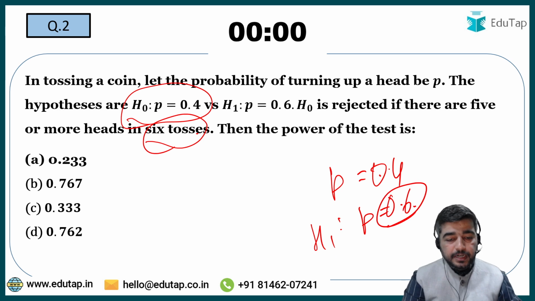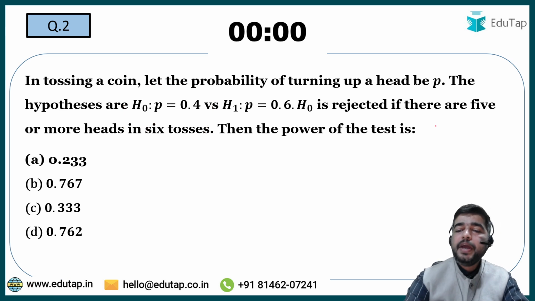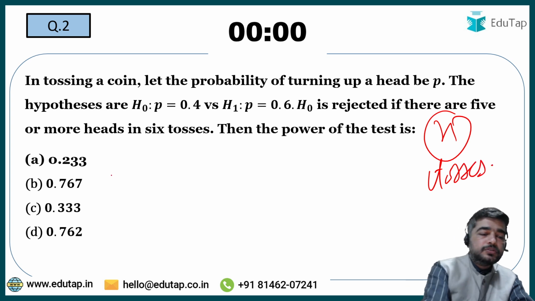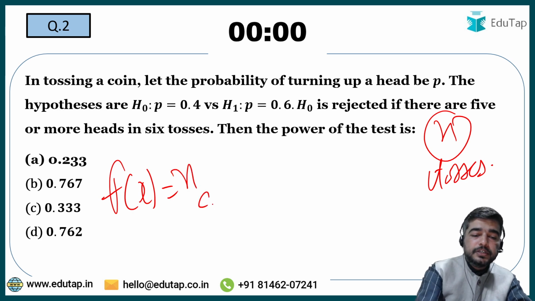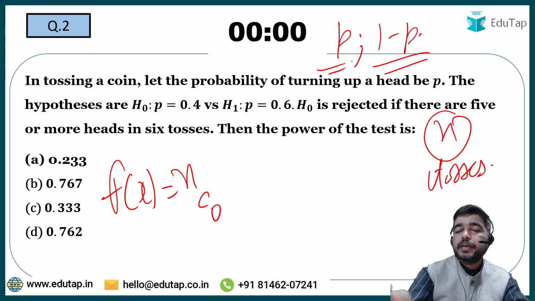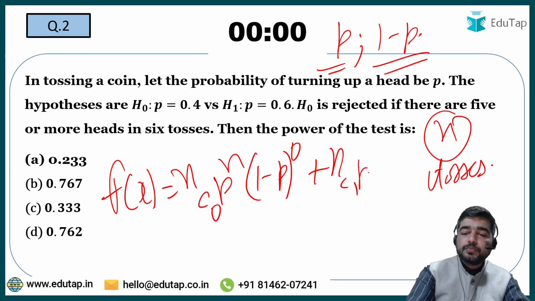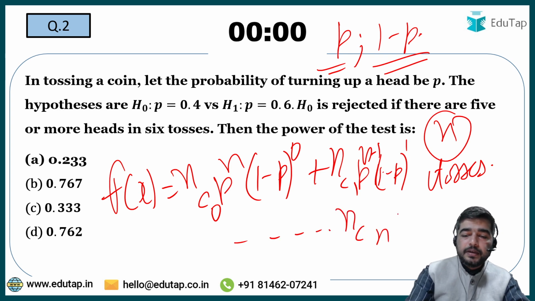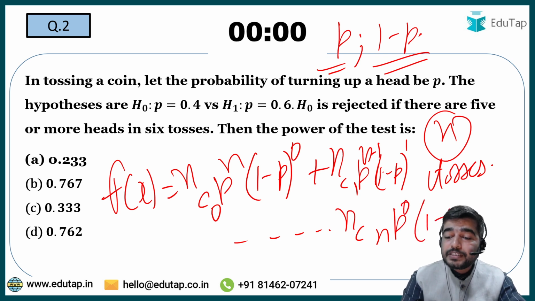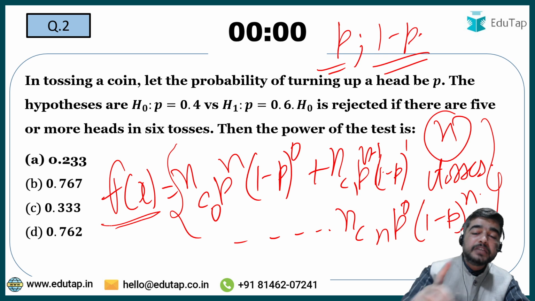In binomial distribution, the probability is given by, for example, you have n number of tosses. So the probability mass function will be nC0 p raised to power n, where the probability of getting head is p and getting tail is 1 minus p, because these are mutually exclusive events. So nC0 p^n (1-p)^0 plus nC1 p^(n-1) (1-p)^1, continuing up to nCn p^0 (1-p)^n. This is called the probability mass function of binomial distribution.